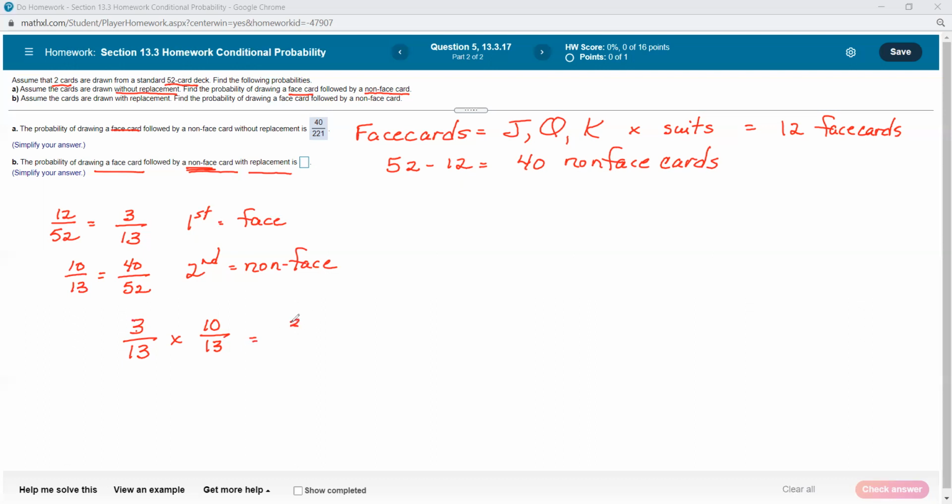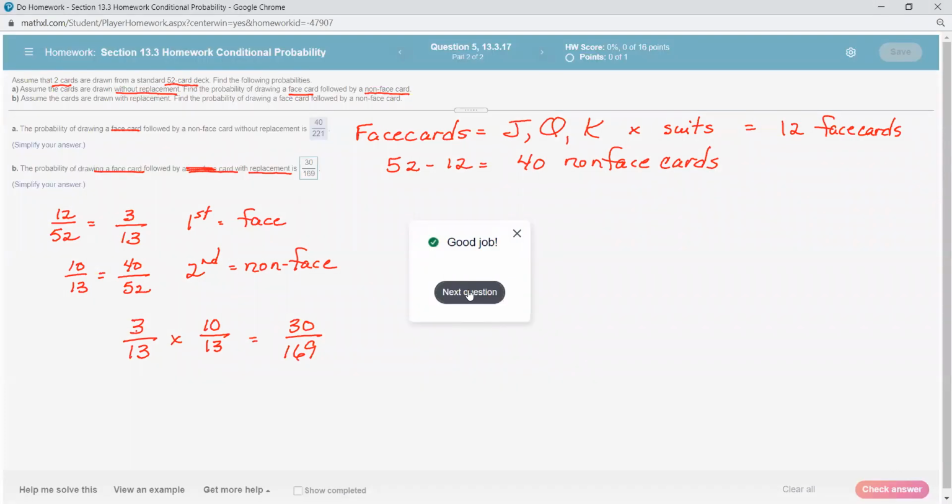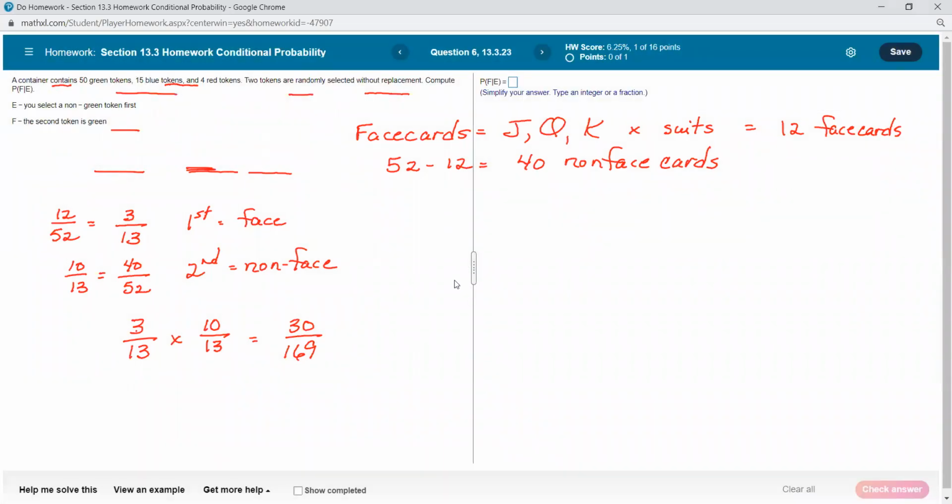Nothing's going to reduce, so the probability is going to be 30 over 169. If we go ahead and put this in, lo and behold. So the only difference now was that the second time we put the first card back, and instead of reducing it to 51 cards, there were still 52.